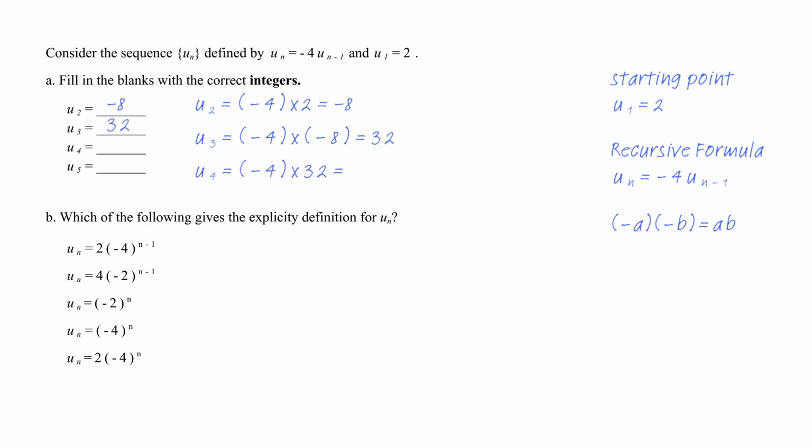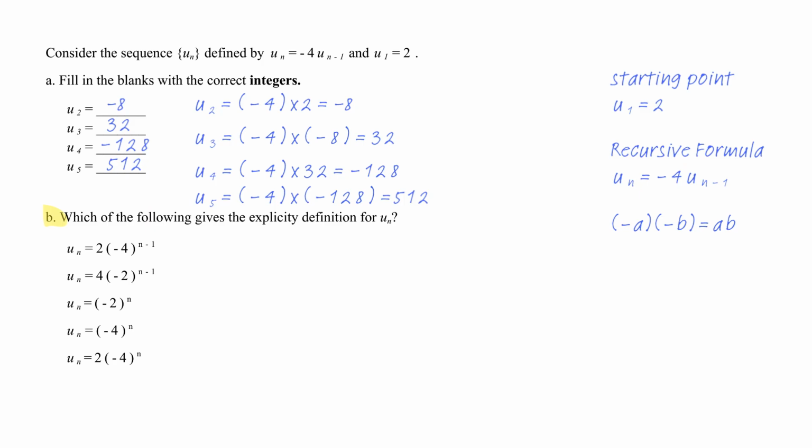To find U sub 4, multiply the third term, 32 by -4. This is equal to -128. Finally, to find U sub 5, multiply the fourth term, -128 by -4. This is equal to 512. Let's move to part B.